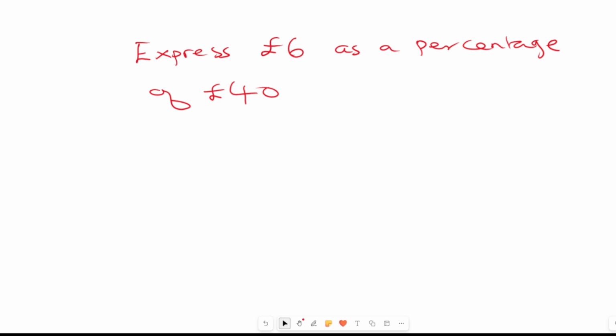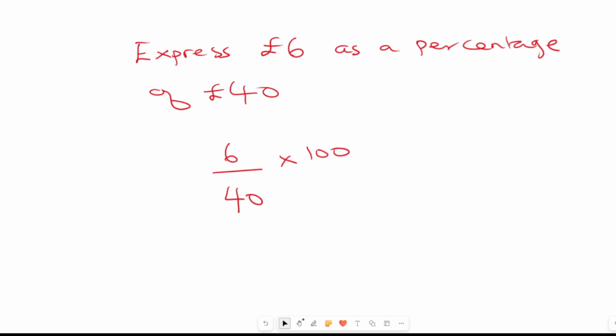So here we have to set up a fraction based on the portion over the whole and then multiply that by 100. As simple as that. So the portion, which is 6, over the whole, which is 40, times 100. So if I tell you express £400 as a percentage of £3,000, take the portion, which is 400, divide it by the whole, which is the 3,000, and multiply that by 100.